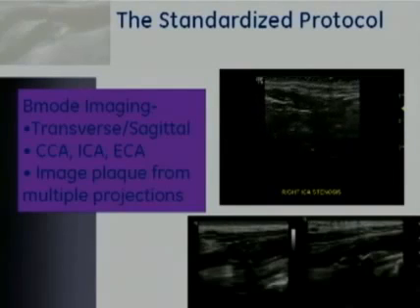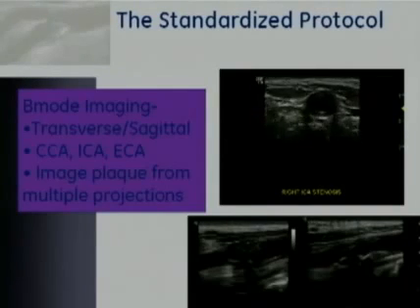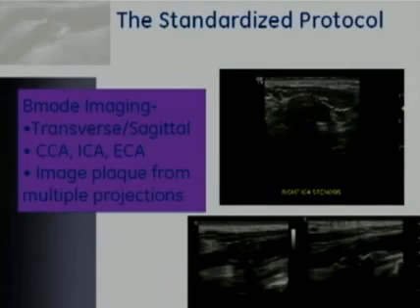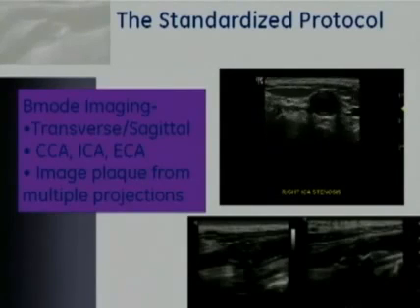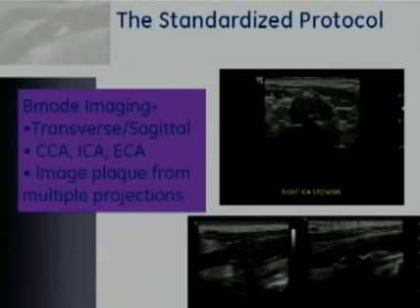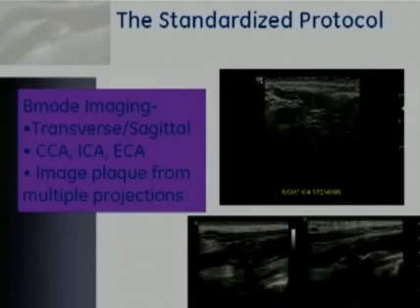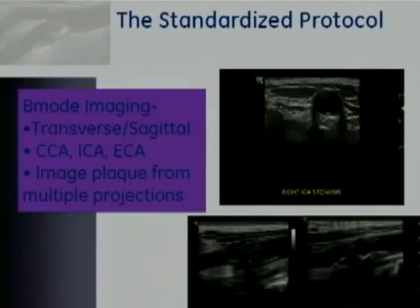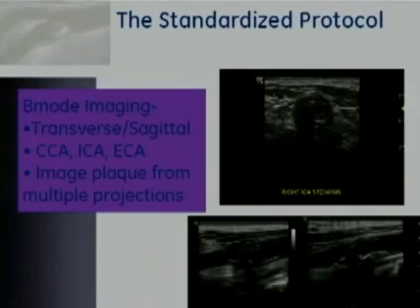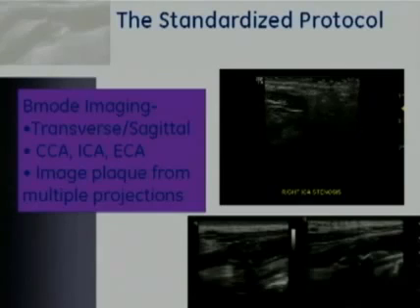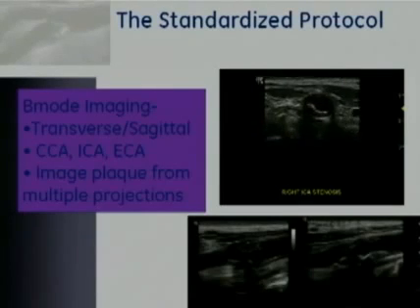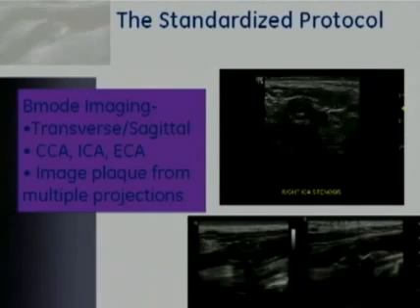I think transverse imaging is very important because when you are in cross-section, you can visualize the whole circumference of the vessel. This gives you a good idea about the plaque burden on the vessel. It's also a good way to look at where the plaque is located on the vessel so that you can plan your sagittal approach. You already have an idea of how much the lumen is compromised.